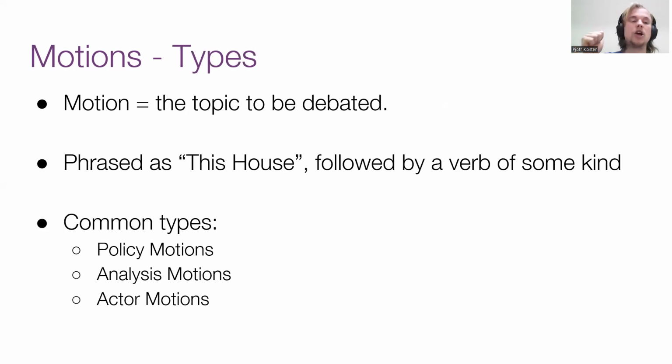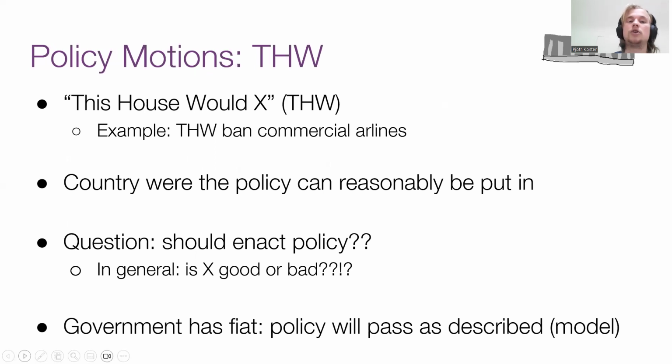We have policy motions, we have analysis motions, and we have actor motions. And we're going to discuss all three of these. So let's just start immediately with policy motions. One example would be "This House would X." So the example would be "This House would ban commercial airlines."